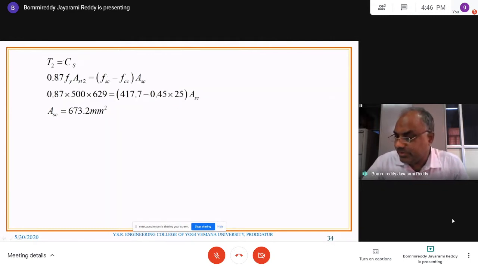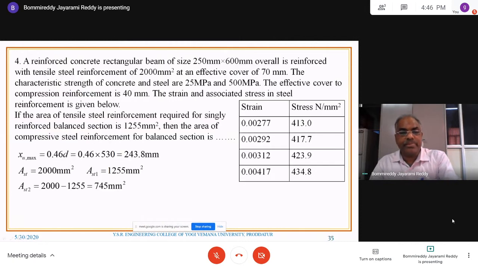And once it is known, already you know T2 equal to CS, 0.87 Fy AST2. Like that, from this you can find out ASC, the area of the compression steel reinforcement. So these are based on the basic fundamental relations of the forces and also its associated moments. Now this is another question.